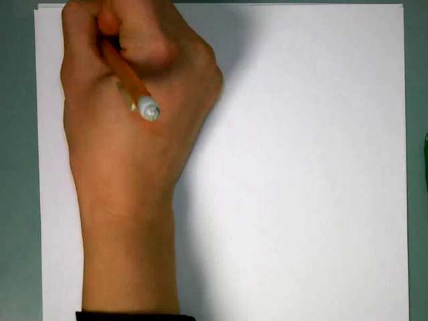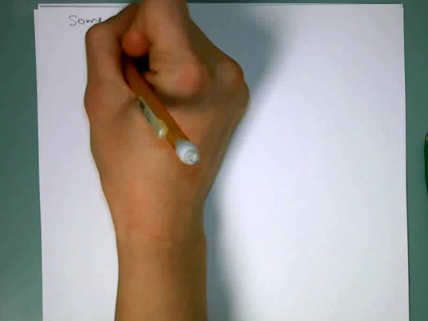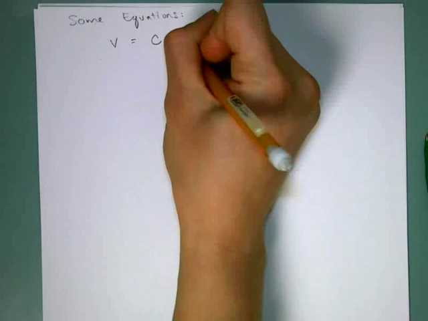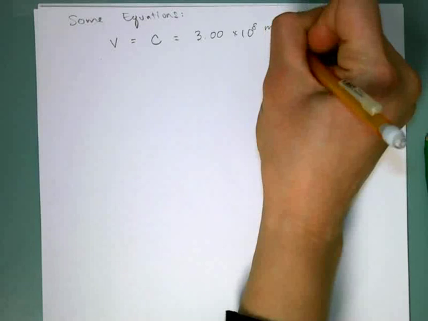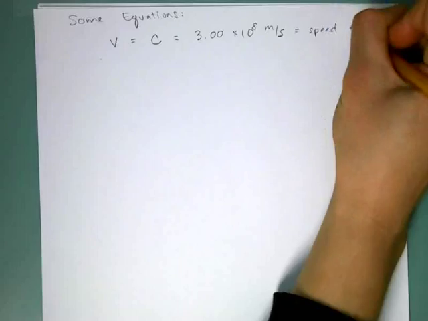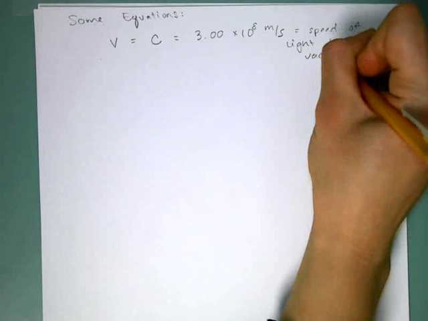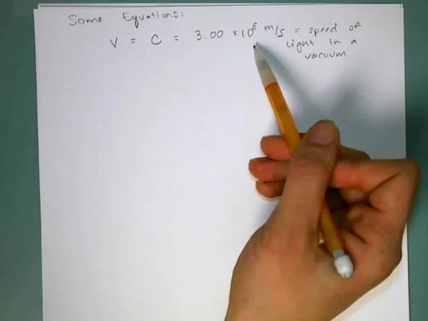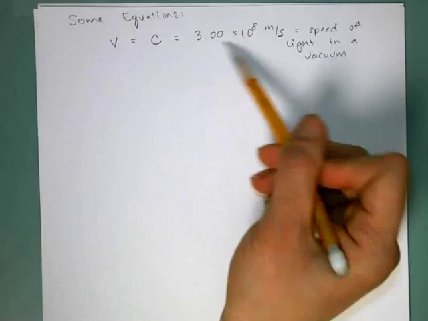All right. And last but not least, I just want to throw some equations down. So first is that the speed of waves is something that we call c. That is 3.0 times 10 to the 8 meters per second. And that is the speed of light in a vacuum. This is as fast as it can travel.